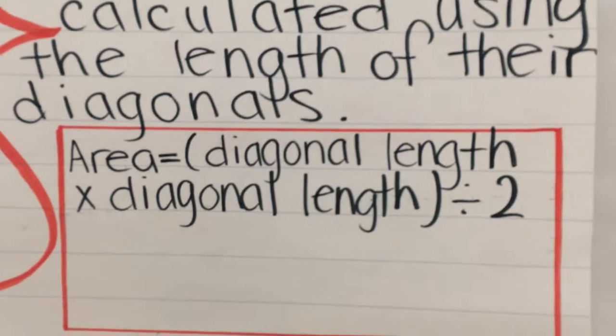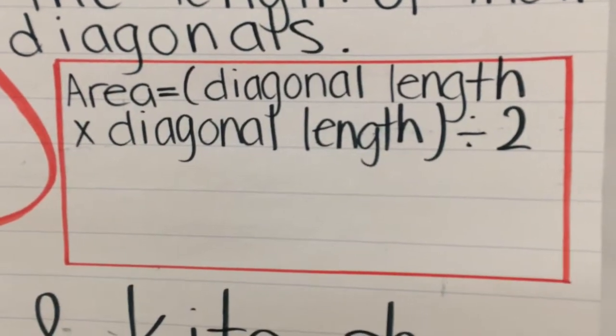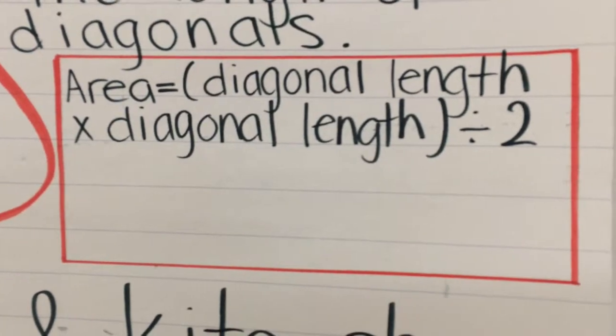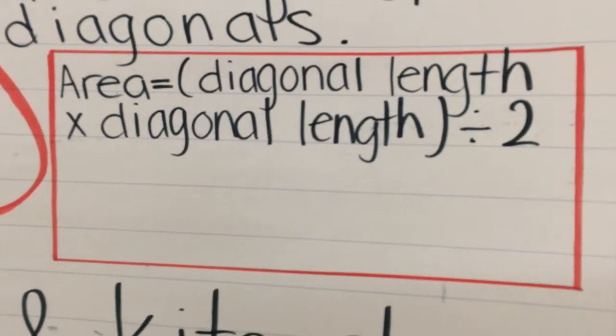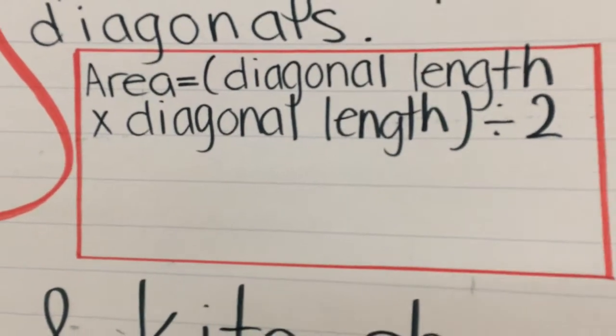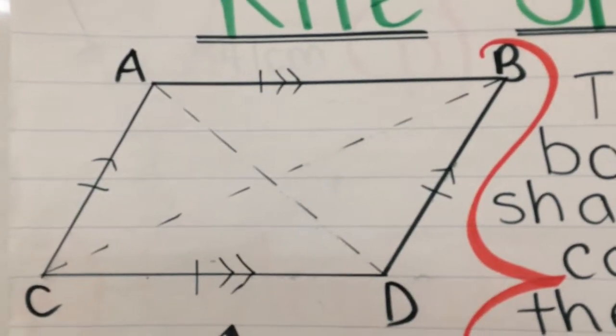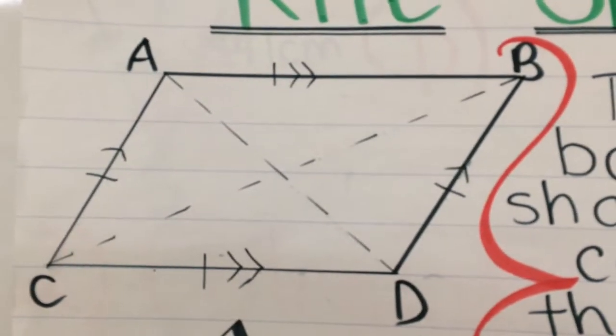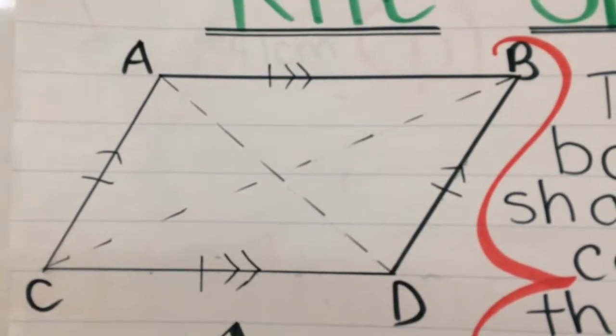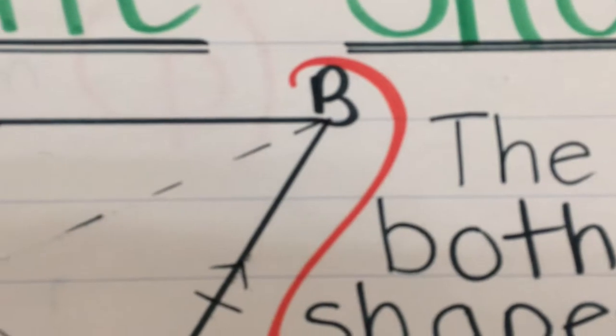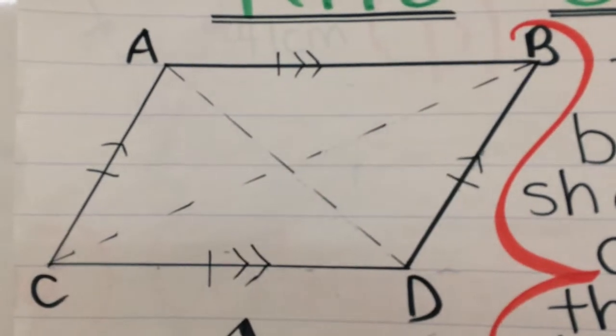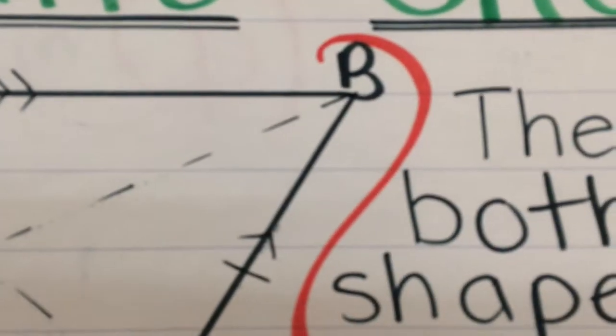The formula is a little bit different than the formula that we have seen most of the time. This one is area equals diagonal length multiplied by the other diagonal length divided by 2. Your rhombus or your kite shape is going to have labeled corners, and these corners are often going to be labeled with a letter. So in this case we see A, B, D, and C. Now the diagonal lines are the distance between A and D and C and B.